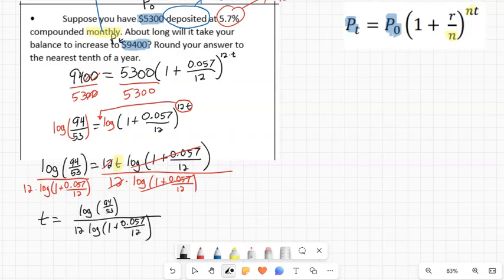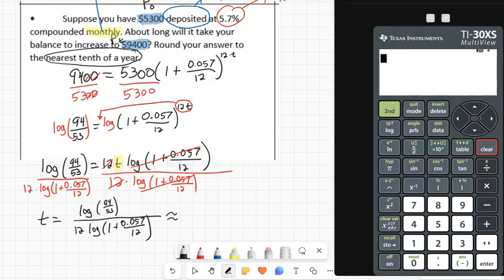Okay, now we go to our calculator. We're going to use our calculator to get the approximate answer. What we have right now is the exact answer. We're asked to round to the nearest tenth of a year. All right, let's take a look. So utilizing the math print mode on this calculator, we can do a fraction. On the top, the LOG button is right there. And then inside is a fraction, 94 over 53, parenthesis.